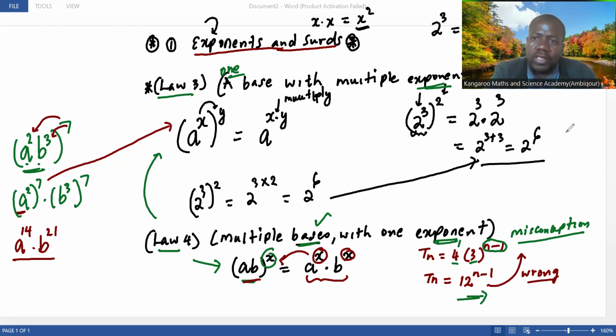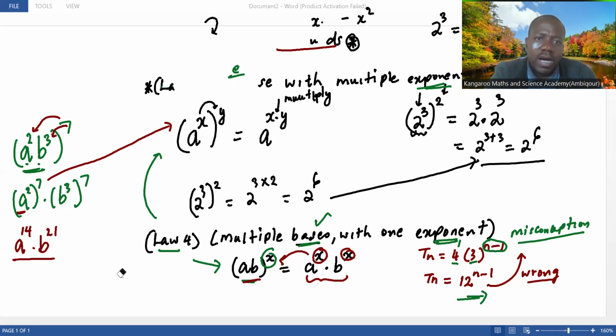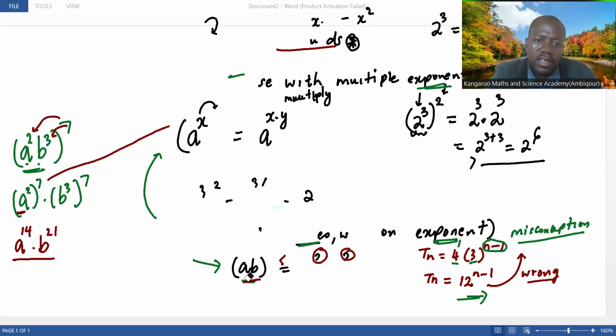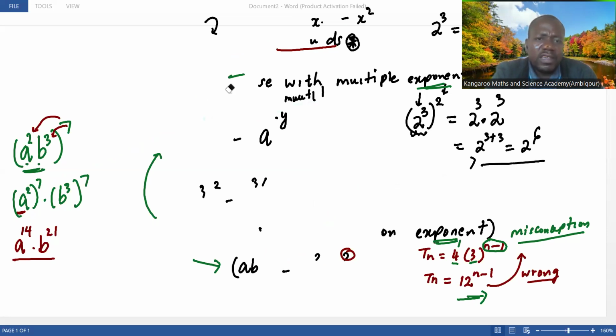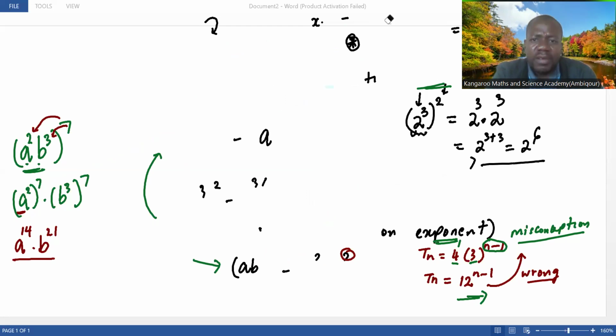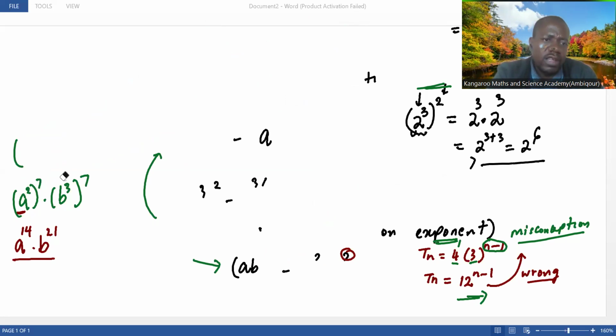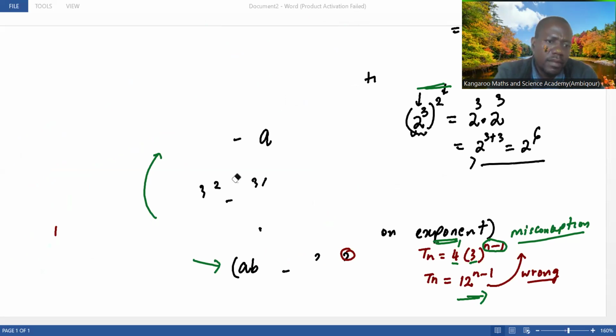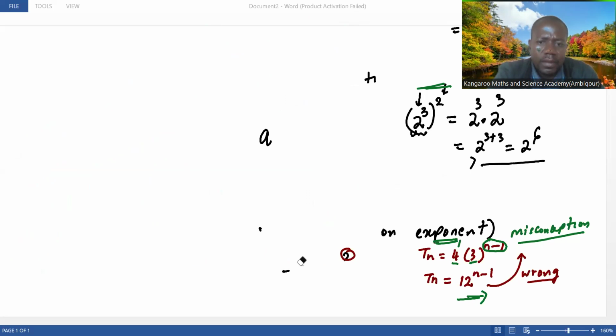Then we spoke about law 1, 2, 3, and 4. Actually, I'm just addressing the most important ones, which I strongly believe that once you know them, you won't have a content gap in maths. Very important.